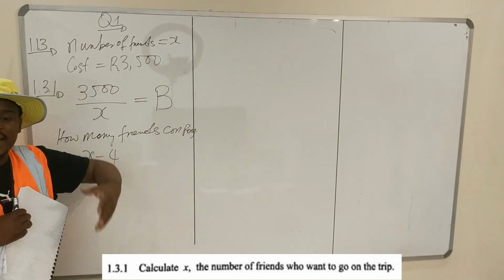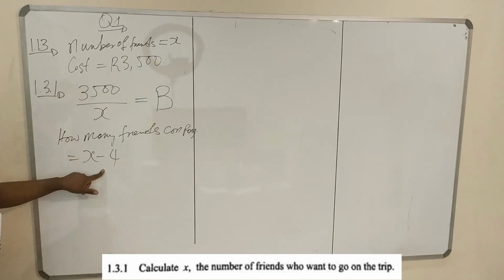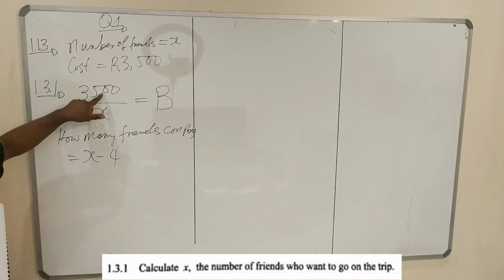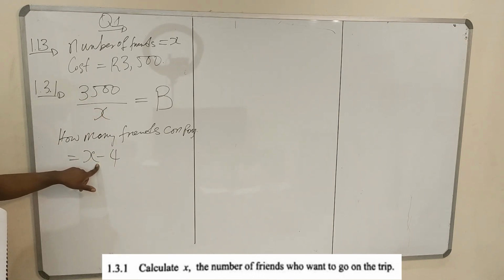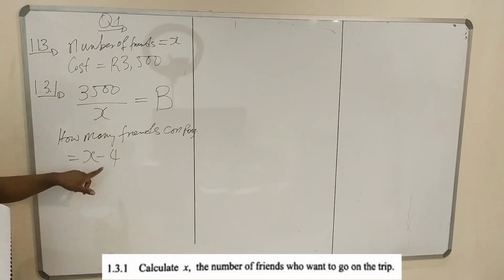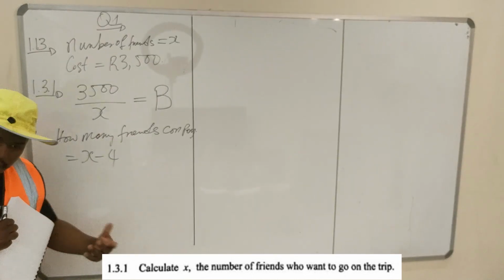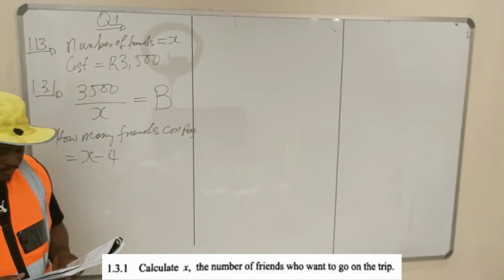So now, to get how many can pay, you must remove that 4 from the total. So this is the number of friends that can pay. And now these x minus 4 friends must pay up that 3,500. There's fewer of them. Do you think they will pay more or less to cover that cost? They'll pay more.